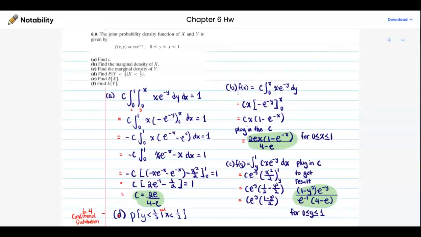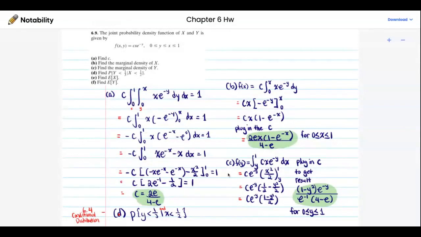And then for part B, we find the marginal density of x. We know that f(x) equals c times the integral from 0 to x of x times e to the negative y dy. We already know our c, and once we solve this integral, the marginal density of x is 2 times e times x times parentheses 1 minus e to the negative x, over 4 minus e. And part C, we do the same thing, but with the marginal density of y.